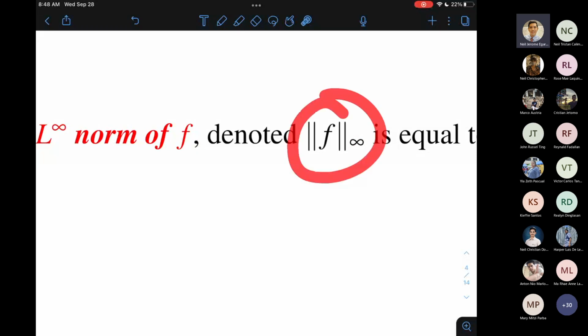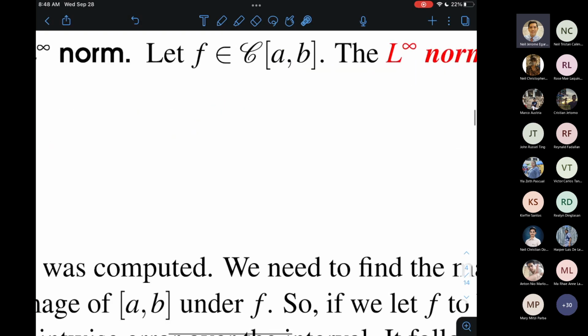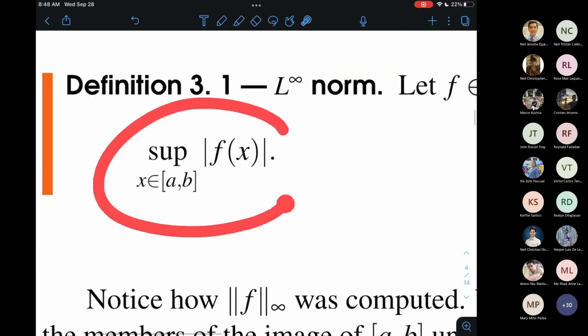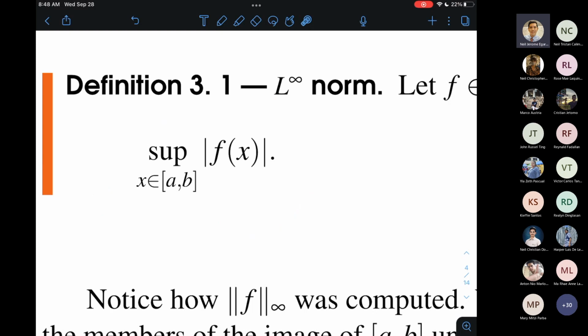So this is read as the L infinity norm of f, right? Paano ko compute ng L infinity norm ni f? It is just the supremum of the absolute value of f of x over the interval AB. Ano yung least upper bound para kay f of x doon sa interval AB?